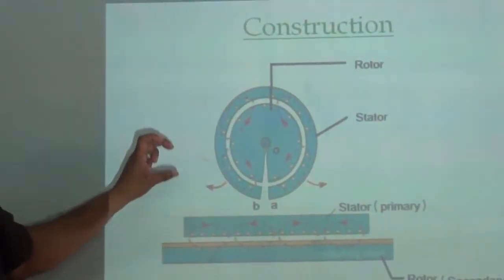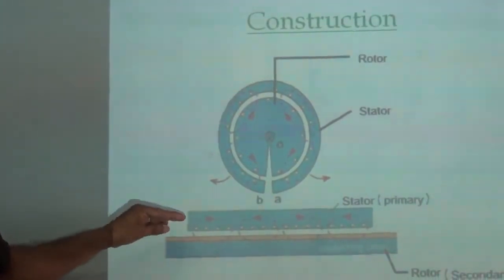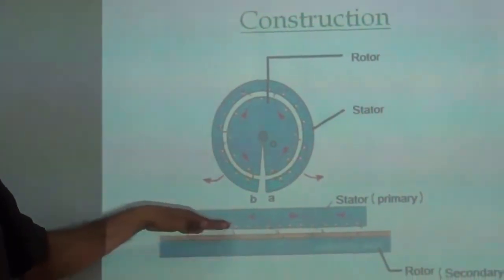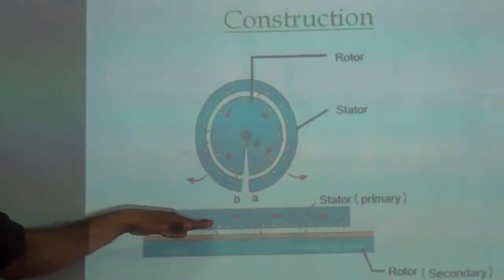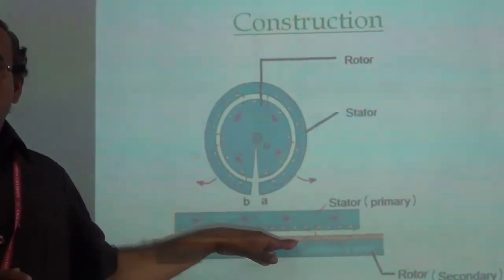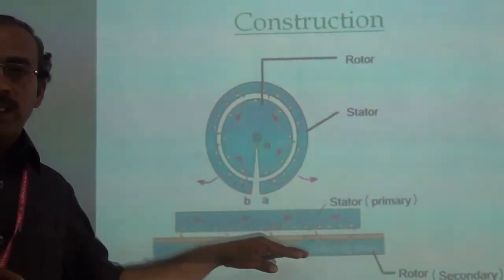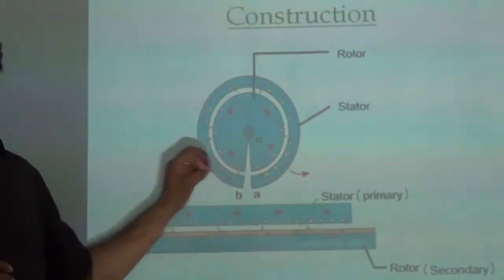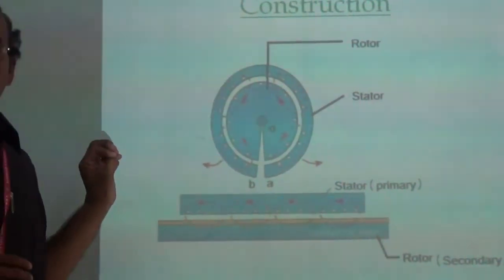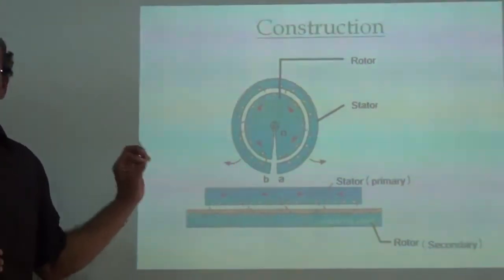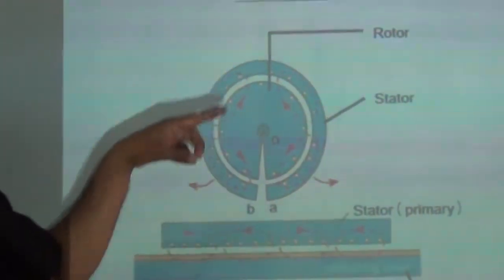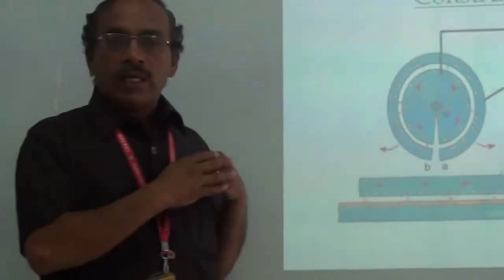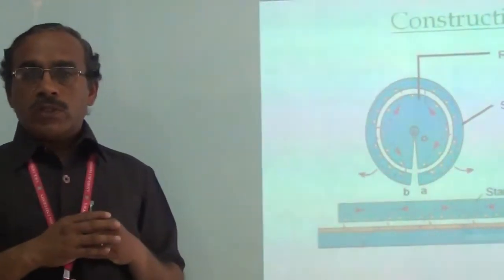Here, due to the principle I explained, current will be induced, and thereby we develop an electromagnetic force which tends to move the conductor in such a way that it eliminates the induced current. So the field as well as the conductor will both move in linear motion. Both the stator and the rotor, that is the primary and secondary, the field and the conductor, will move in a straight line.